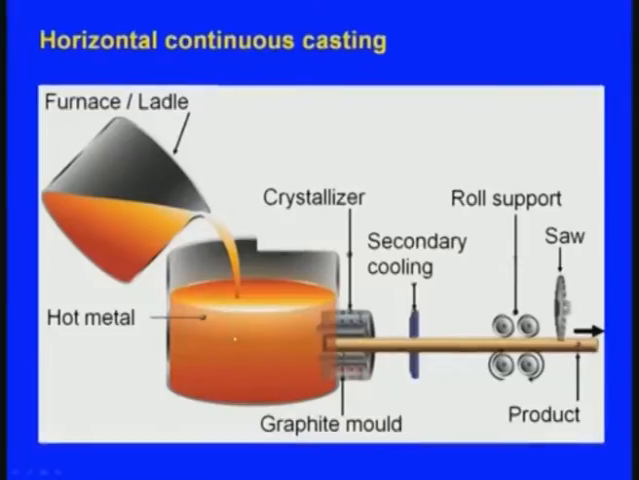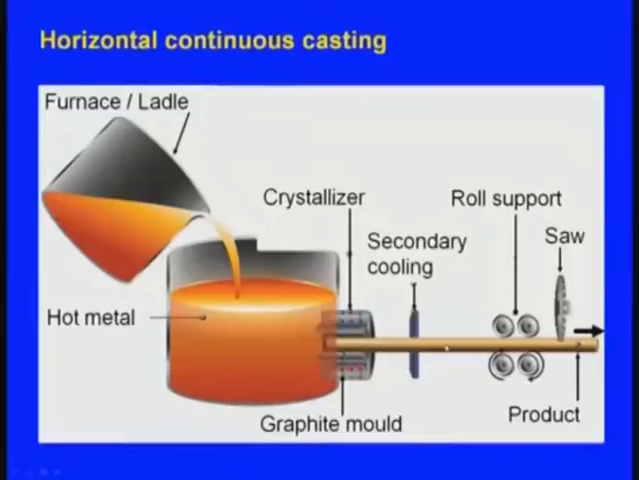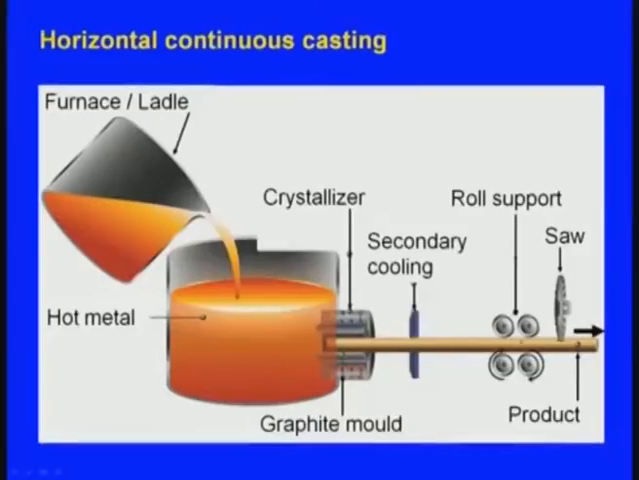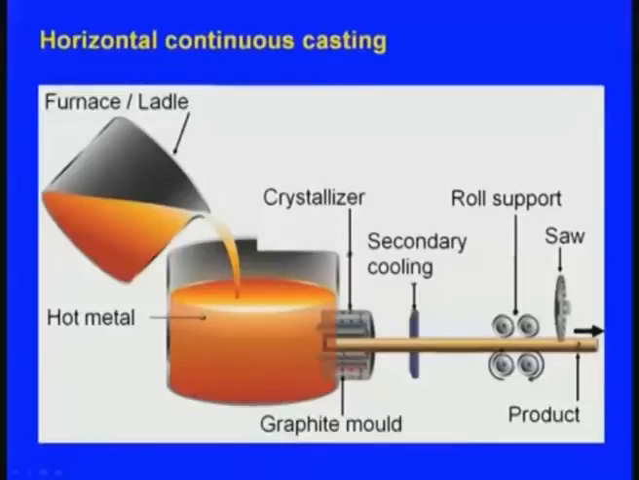Yes, as the molten metal is transferred from the furnace to the hot tun dish, it will be flowing through the graphite mold. As it is flowing out of the graphite mold, crystallization takes place and its solidification starts, and by the time it comes somewhere here, it is totally solidified. And here is the secondary cooling. Once it passes the secondary cooling, it is totally solidified. And here there are roller supports. These roller supports will be pulling the solidified bar away from the mold, and somewhere here there is a saw.